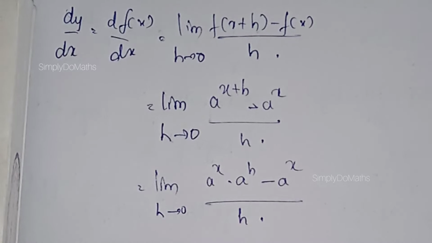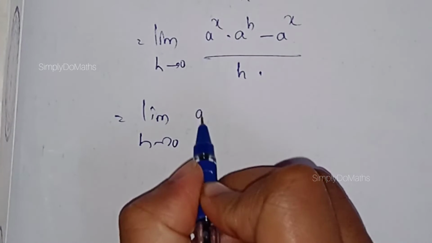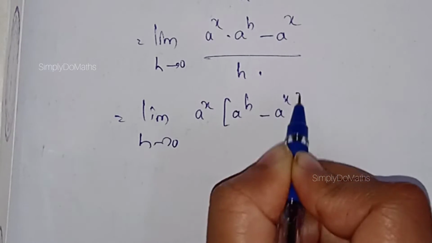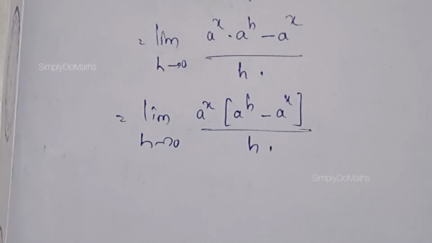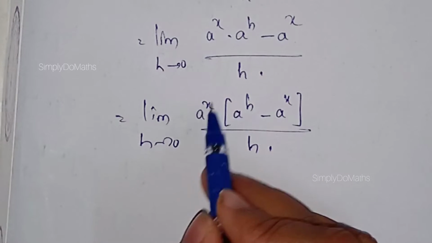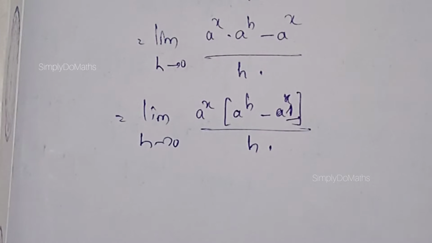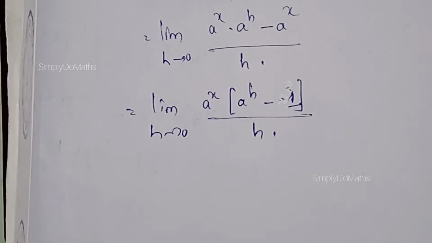Limit as h tending to 0. From these two terms a raised to x is common. So we are left with a raised to h minus 1 divided by h. A raised to x we have taken outside, right? So this will become 1. Okay, no problem. Now let us apply the limit.